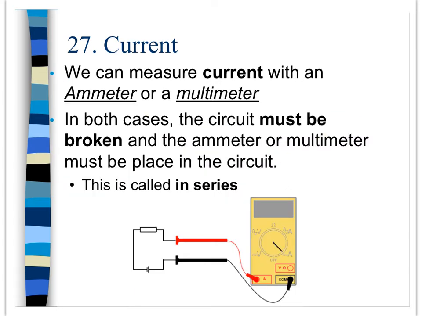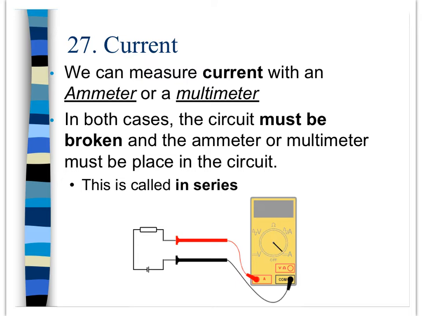When we go to measure current, current can be measured either with an ammeter, or once again, we can measure current with a multimeter, which, as we talked about before, can act like a voltmeter. It can also act like an ammeter. Hence it being a multimeter, it has a lot of different functions. In both cases, when we're measuring current, we actually have to break the circuit.